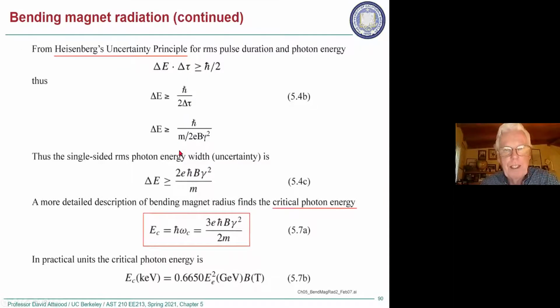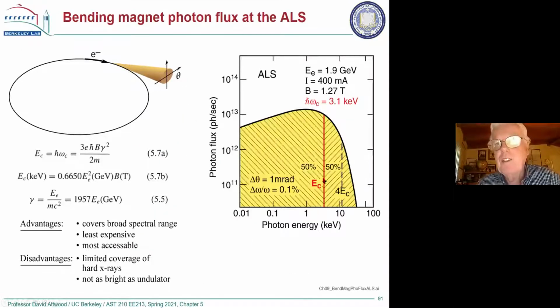So what I'd like to tell you about instead is just take this single curve for bending magnet radiation, okay? That I told you about this before. This is an example of bending magnet photon flux versus photon energy. The example is the ALS, and what's important is this critical energy which separates where 50% of the radiated power is on this side and 50% of the radiated power is at the other side. And for the ALS, that critical photon energy, which we calculate in the book, is roughly 3 keV.